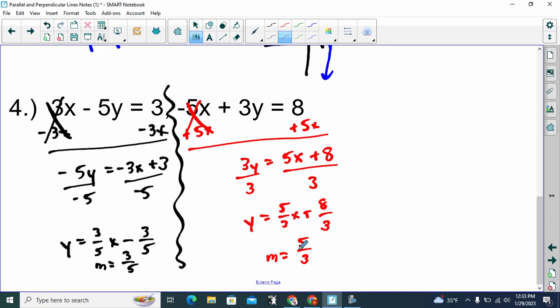Well, slopes are not the same, so they're not parallel. We flipped it. Instead of 3 over 5, we have 5 over 3, but they're not opposites. In order to be perpendicular, they need to be opposite reciprocals. This is neither.